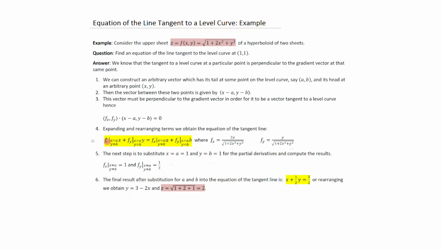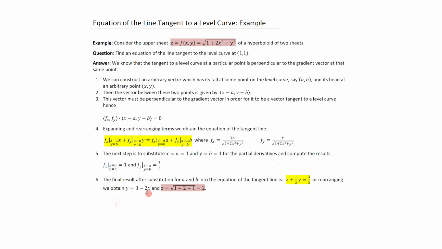Okay, so you have the f_x term preceding x, which is 1. The term preceding f_y is 1/2. And on this side, a and b are both 1. This will be a 1, this will be a 1/2, so 1 plus a 1/2 is 3/2. So that's what you see here. Or rearranging this, we can say that's y equals 3 minus 2x.